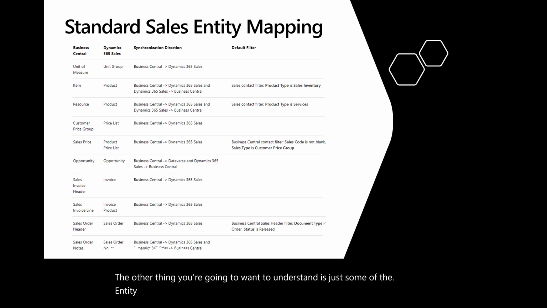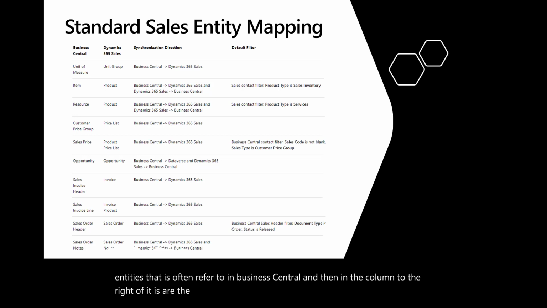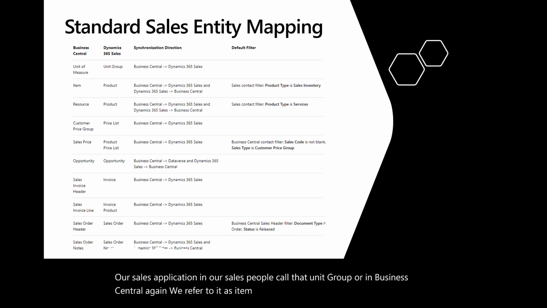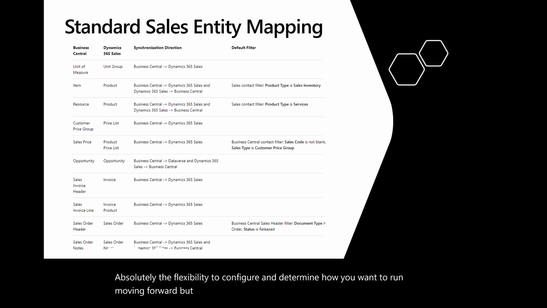In the column on the left, you can see some of the entities often referred to in Business Central, and in the column to the right are the entities used by the Sales application. What we might know in the accounting and finance or ERP scenario as unit of measure, our Sales application and our salespeople call unit group. In Business Central, we refer to it as item, and in Sales, we refer to that as product. So what you see here is some of the standard sales entity mapping that comes pre-configured. When you run the integration, you have the flexibility to configure and determine how you want that to run moving forward. But I just wanted to call this out before we get into the demos.